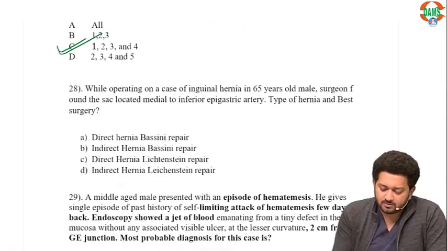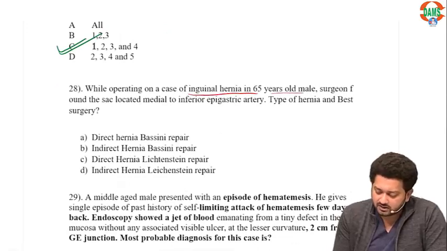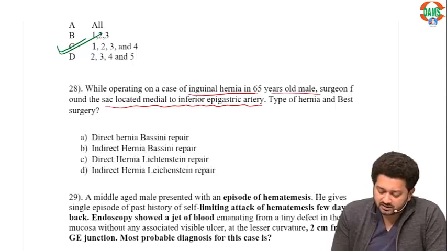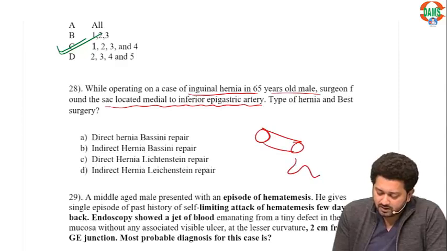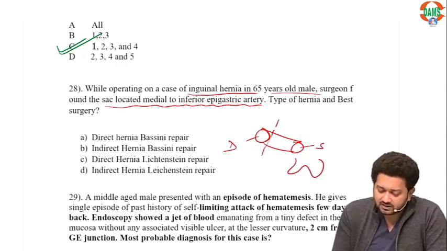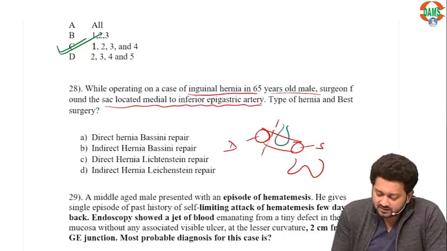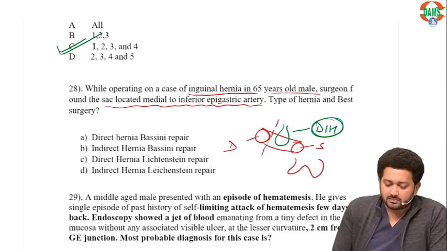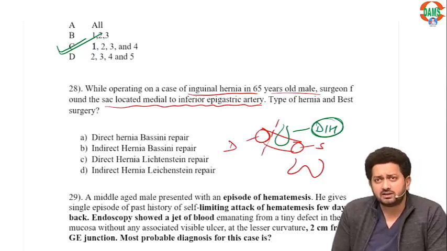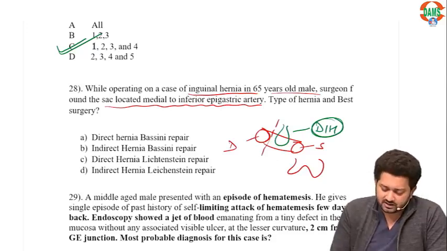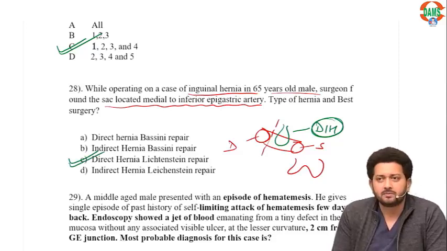Next question, while operating a case of inguinal hernia in a male, the sac is located medial to the inferior epigastric artery. So if the sac is medial, this is the inferior epigastric artery, this is the deep ring, this is the superficial ring, and if the sac is present here, it means it is a direct inguinal hernia. And the best surgery is hernioplasty, that is Lichtenstein. So this is direct hernia and Lichtenstein repair.